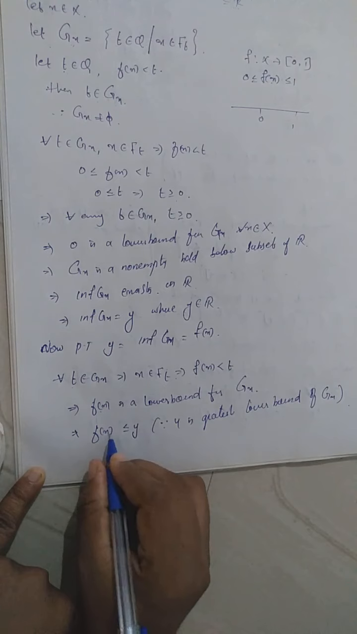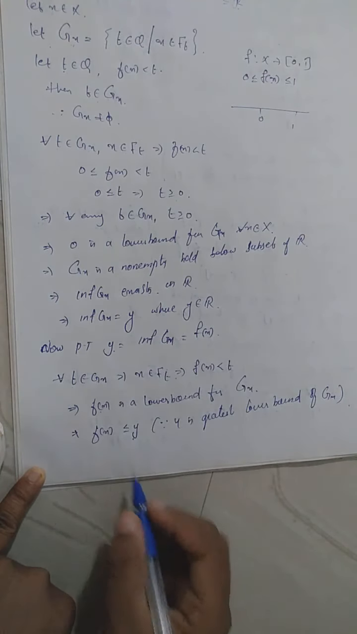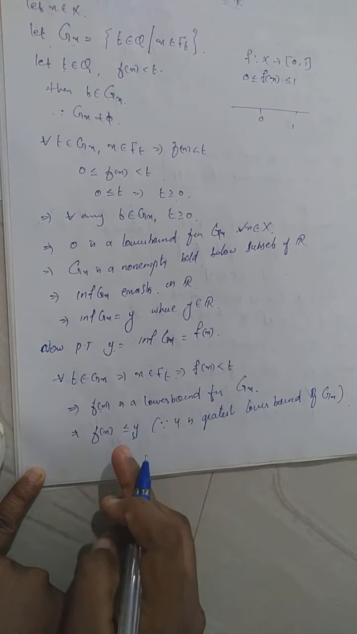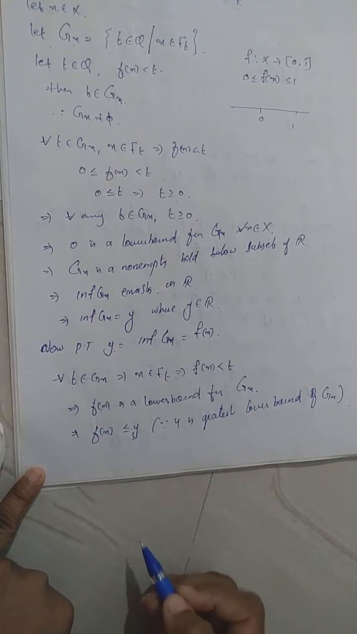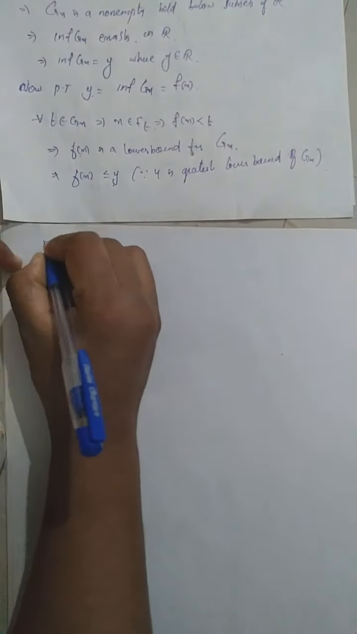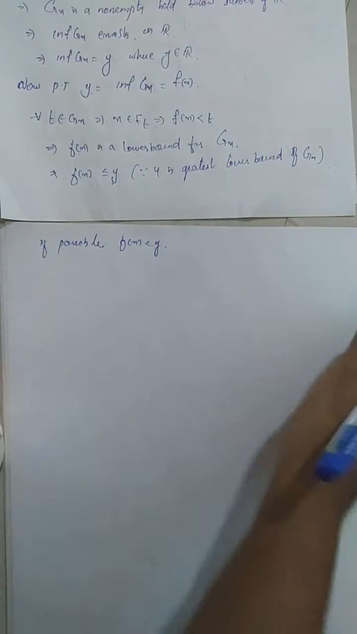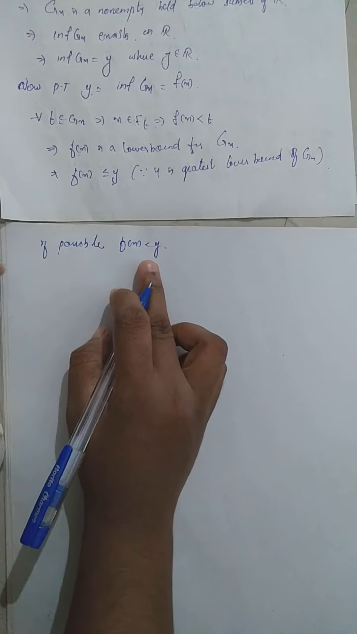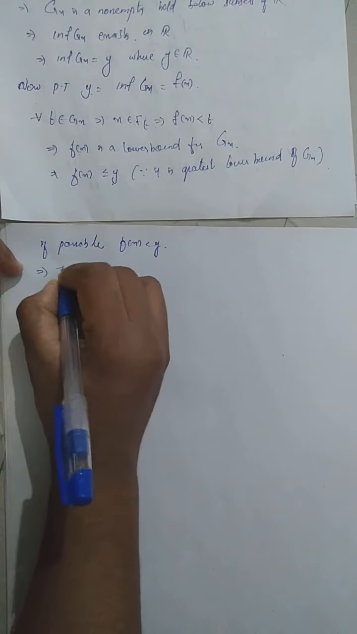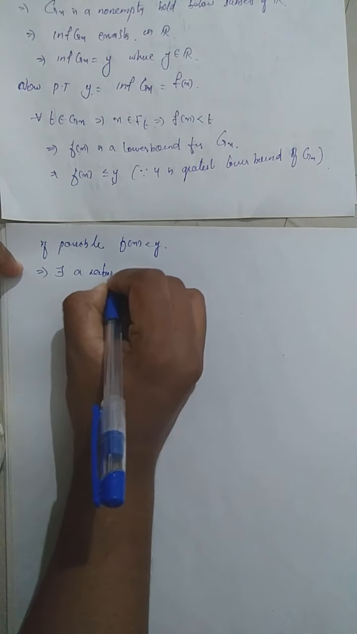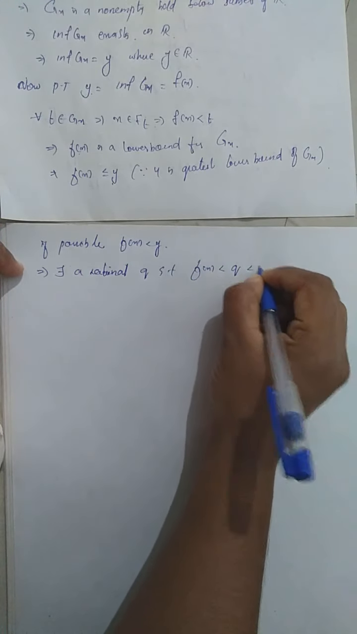So we get f of x is less than or equal to y, but we want to prove that y equals f of x. That means f of x can't be less than y. So I assume, if possible, f of x is less than y. You know, f of x and y are real numbers, and in between two real numbers we can consider a rational number. So by the density theorem, there exists a rational q such that f of x is less than q, which is less than y.